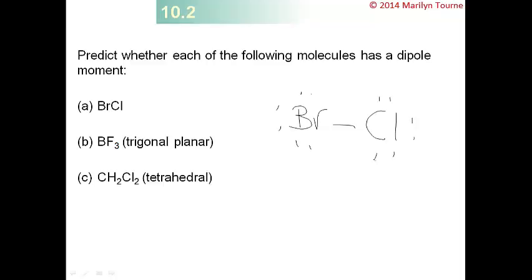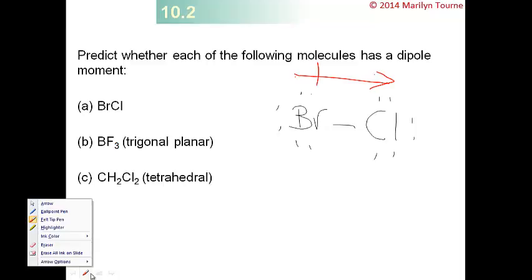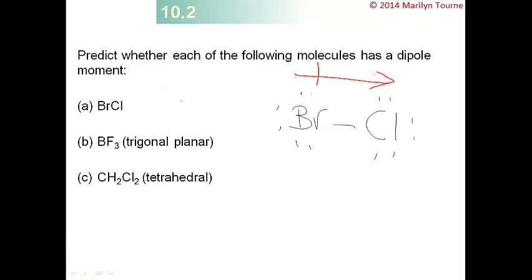So here, where would the electron shift go towards? The question you ask is which one is more electronegative? The more electronegative atom here is the chlorine. So I am going to have an electron shift going this way from the bromine to the chlorine. So does this molecule have a dipole moment? It should have a dipole moment. So I'm going to go ahead and say yes, it does.